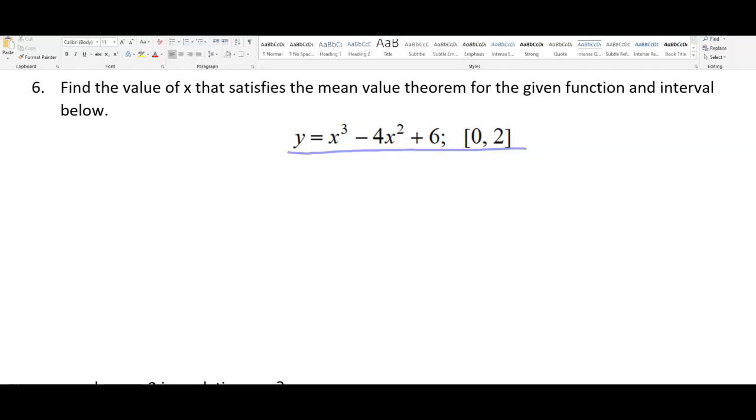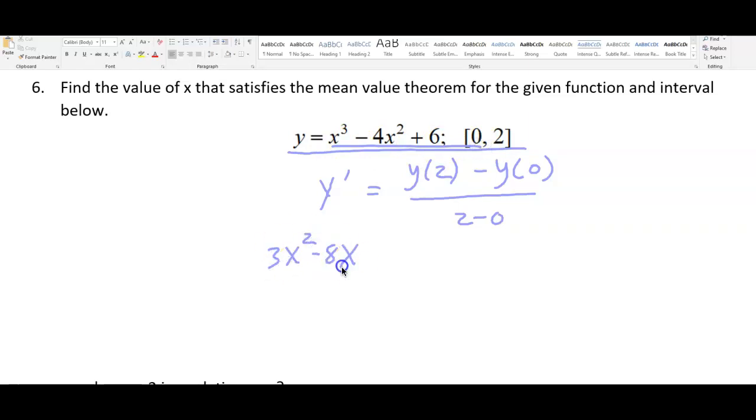Well, here's what the mean value theorem says. It says that y prime, the instantaneous rate of change, is equal to the average rate of change on the interval. Our interval is from 0 to 2. Okay? So we need to find our derivative, which is the derivative of that function will be 3x squared minus 8x. And then we need to figure out what's y of 2 and y of 0.